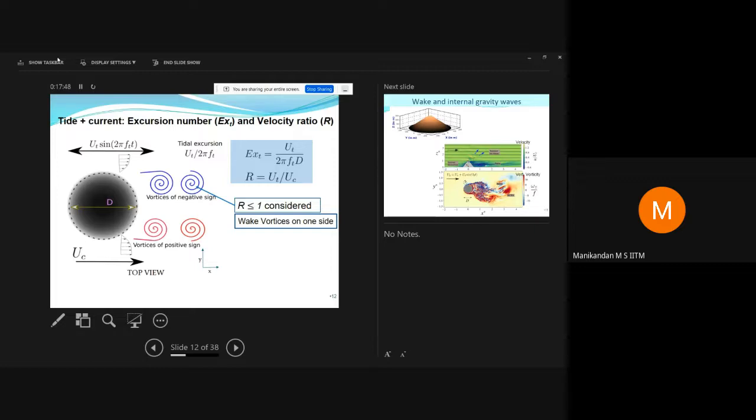The excursion number is basically this: U_T over 2 pi f_T is the excursion, the distance traveled by a particle over one tidal period. I'm going to compare that with D. If your excursion number is very small, then all the particle is doing is going back and forth, and it doesn't really contribute.